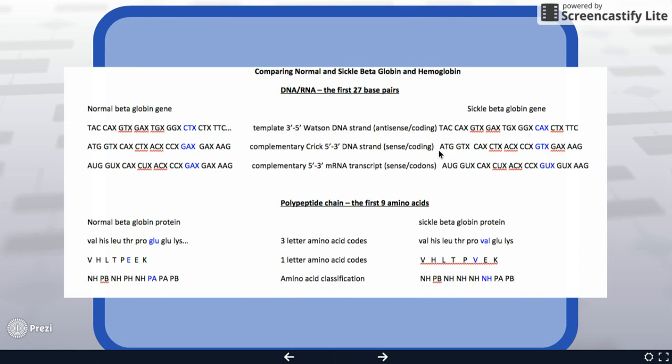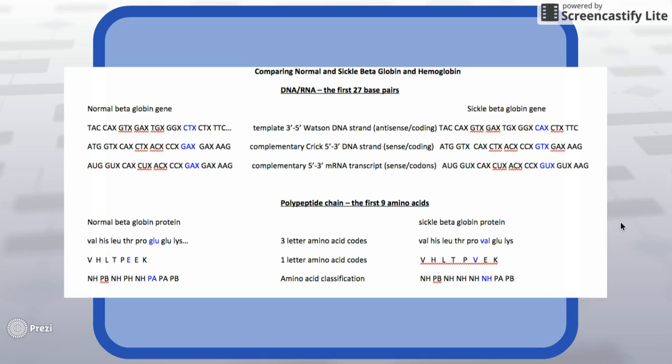Comparing normal and sickle cell globin and hemoglobin. So, the template 3' to 5' Watson DNA strand: normal beta globin has CTX, and sickle beta globin has CAX. And you can also see that in the blue, the changes are made in the DNA strand and mRNA transcript.